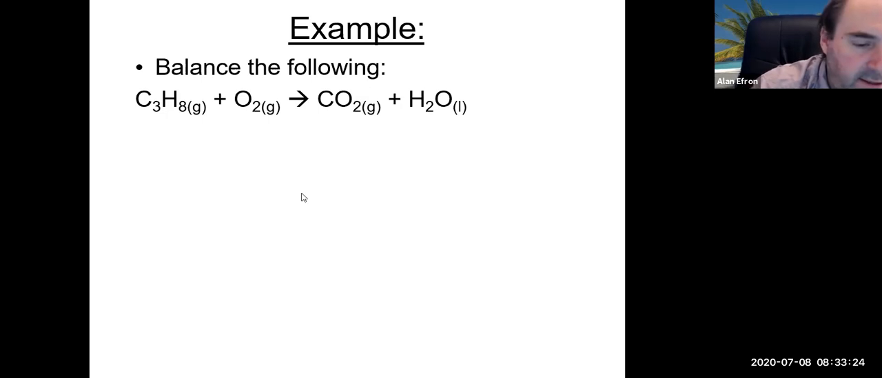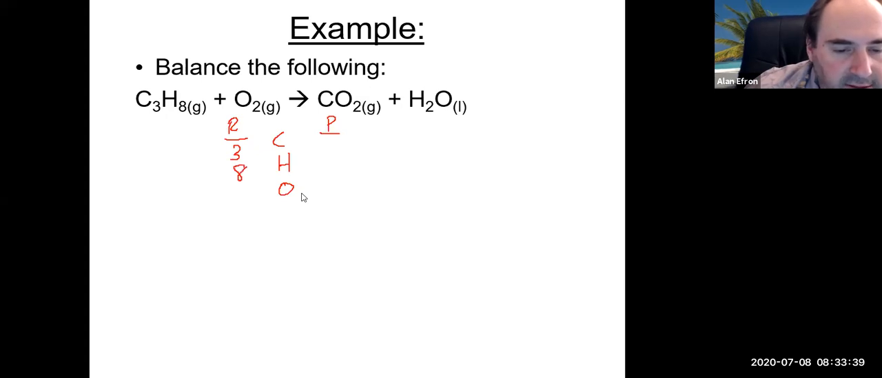Okay, so let's take a look at this one here. Again, same idea. If we're going to make a little table, we've got carbon, hydrogen, and oxygen. Reactant side, product side. Left-hand side, we have 3 carbons, 8 hydrogens and 2 oxygens. Right-hand side there, we have 1 carbon, 2 hydrogens, and 2 oxygens here, plus 1 more over here gives us 3. So not much going on here in terms of balance.